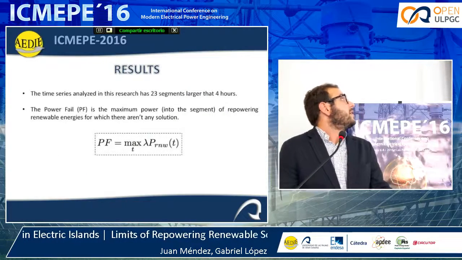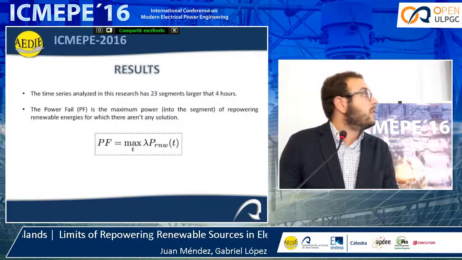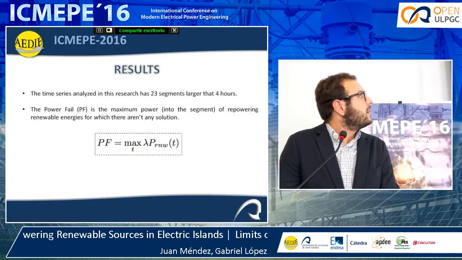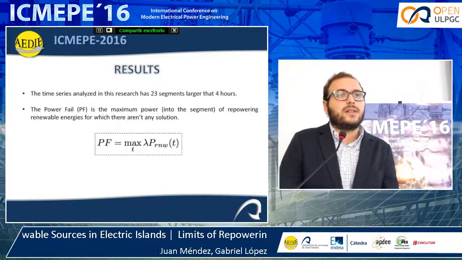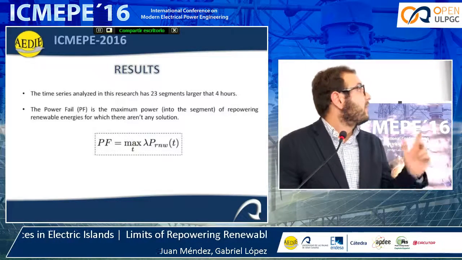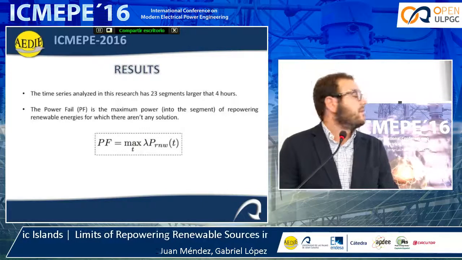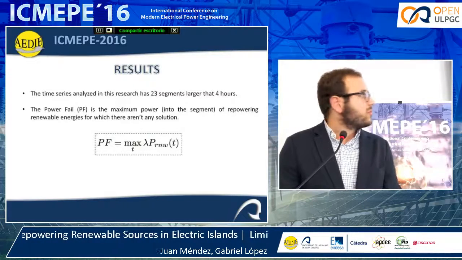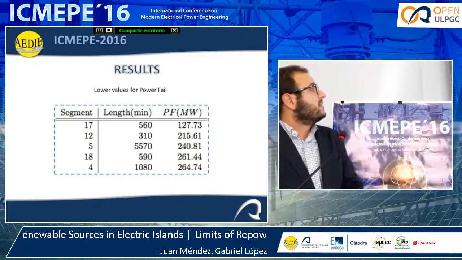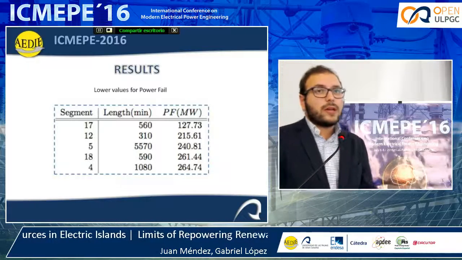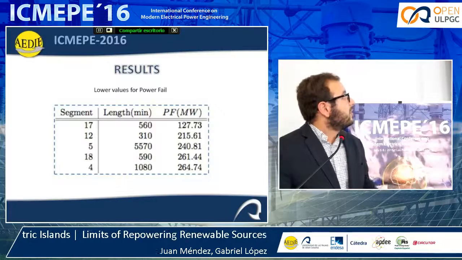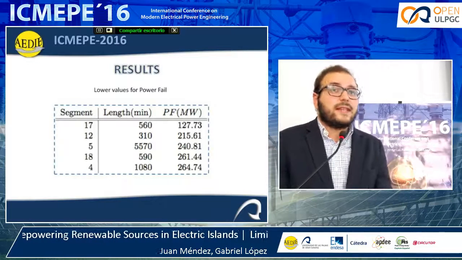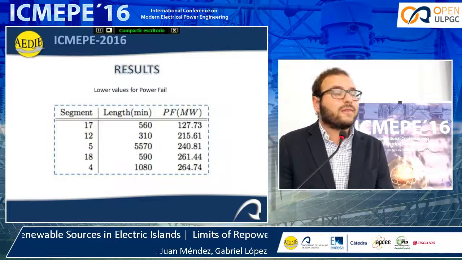Regarding the results, there are 23 segments larger than 4 hours. The renewable energies are more important than the gamma values because they define the power fail. The power fail is the maximum power in every segment of the renewable energies for which there is no solution for the constraint equations. In this data table, we can see that the lower values are more correlated with power fail. For example, in segment 17, for 127.73 megawatts, the system could not be regulated only by modifying the power of the fossil sources.